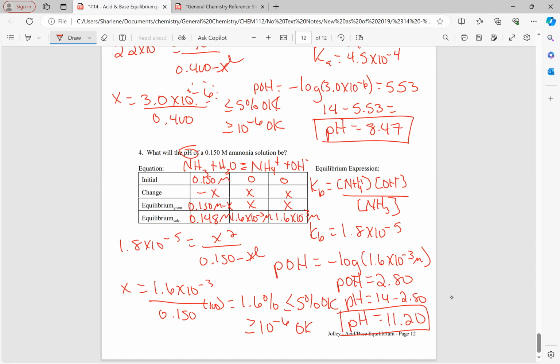Okay, and that's going to do it for our weak base problems. They are identical to our weak acid problems, but we tend to start getting close to that can-we-ignore-water issue.